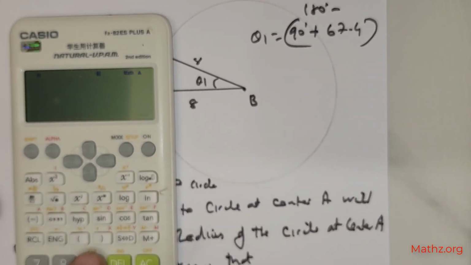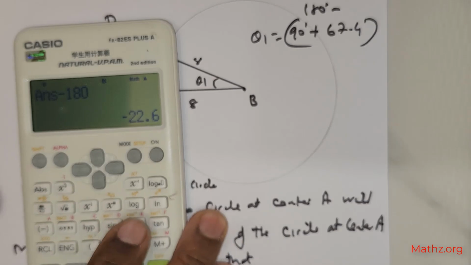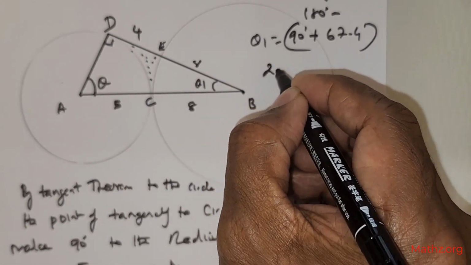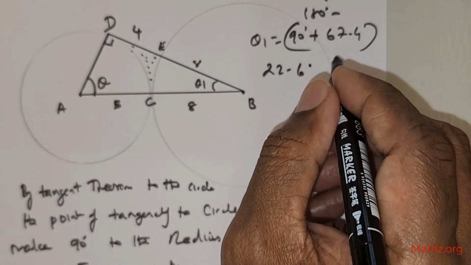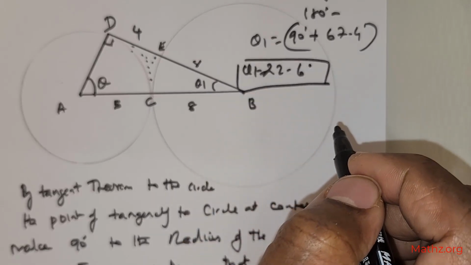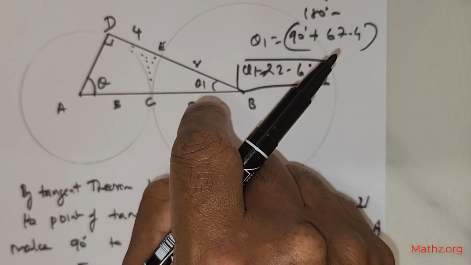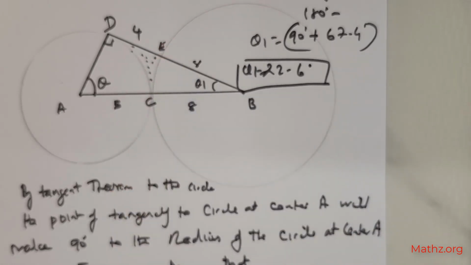So let me do that. 90 plus 67.4. I take that out of 180 and I get 22.6 degrees. 22.6 degrees is theta 1. Okay, now having got theta 1, we need to get EC, right?